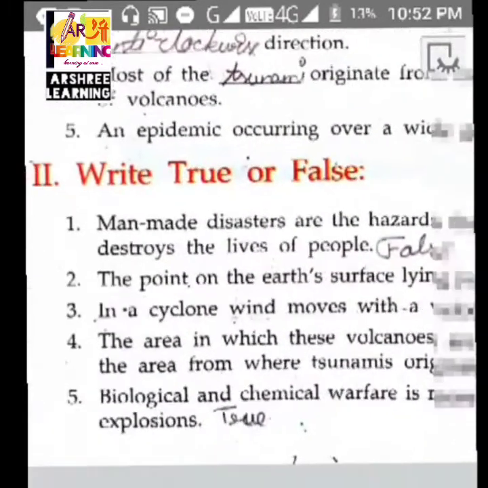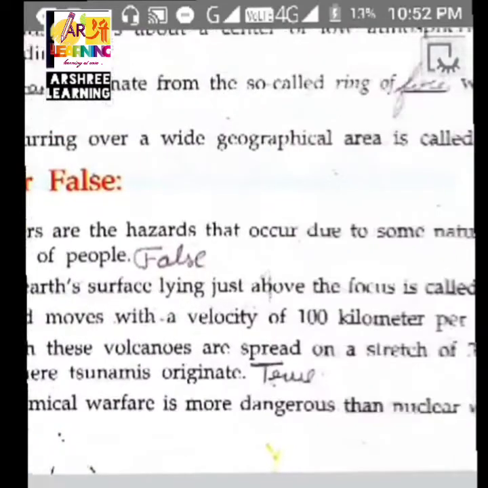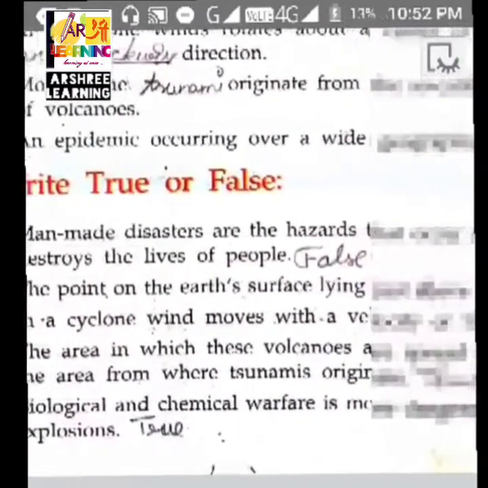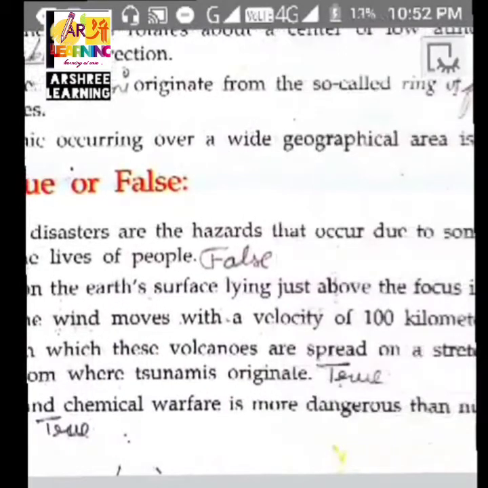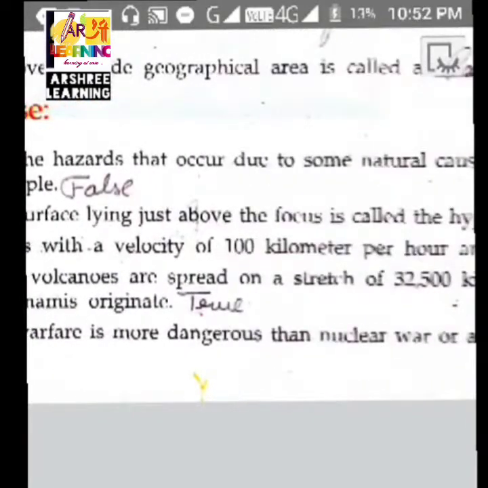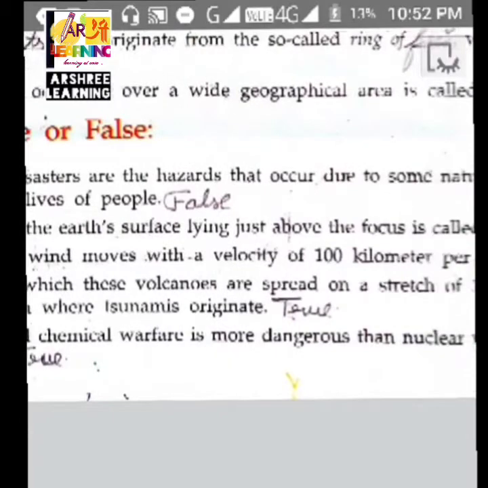The area in which these volcanoes are spread on the earth is called the ring of fire, and this causes tsunamis in the sea. So this is true.